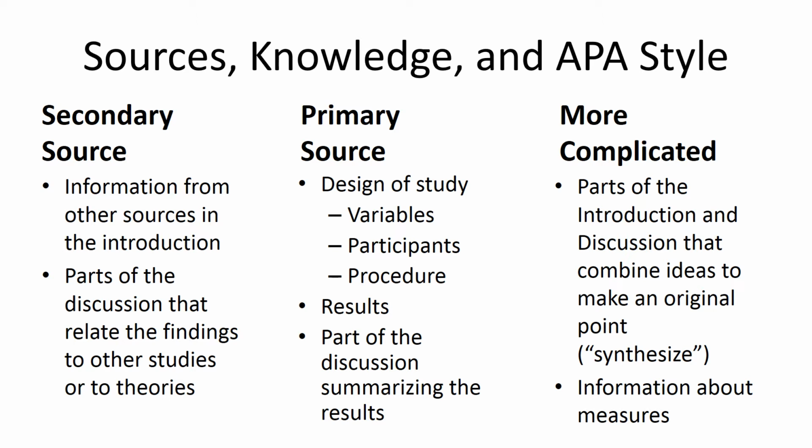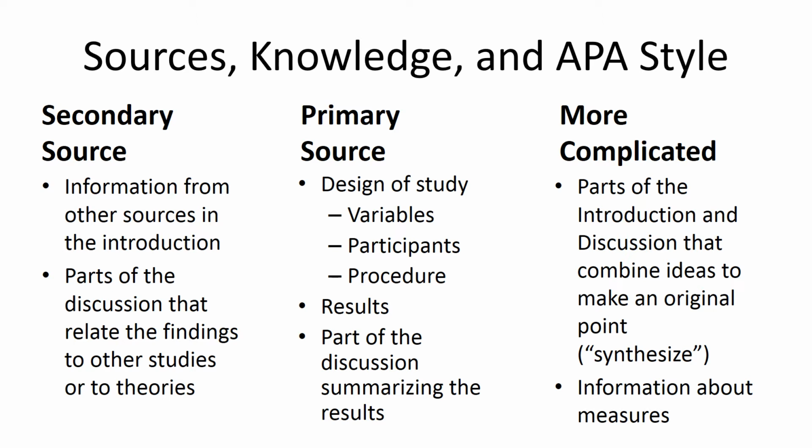One thing that creates confusion is that empirical articles are a combination of primary and secondary sources. The introduction section is primarily a secondary source, and parts of the discussion might be too. The variables, participants, procedure, and results are all primary source information, and authors frequently summarize their results in the discussion, which would be primary source information.